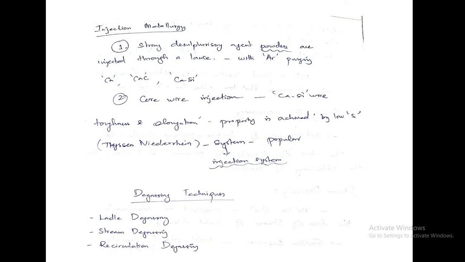So in the next class we will discuss ladle degassing, steam degassing and recirculation degassing. We will look at them very briefly, not in too much detail, just as an introduction, and then we will look at the difference between these degassing techniques and which is the effective one. And what companies are doing recently, how they do it, what the procedure is, and what standard procedure is followed in all these degassing techniques, right?